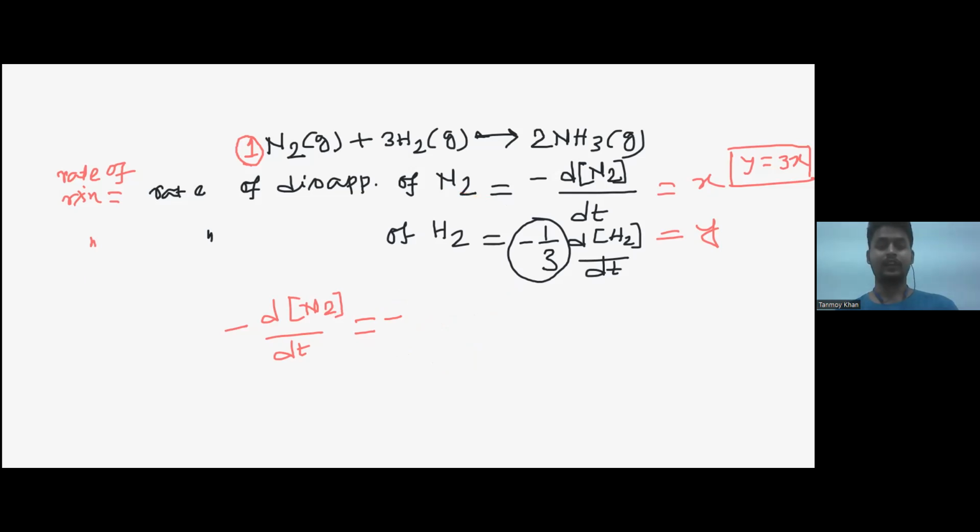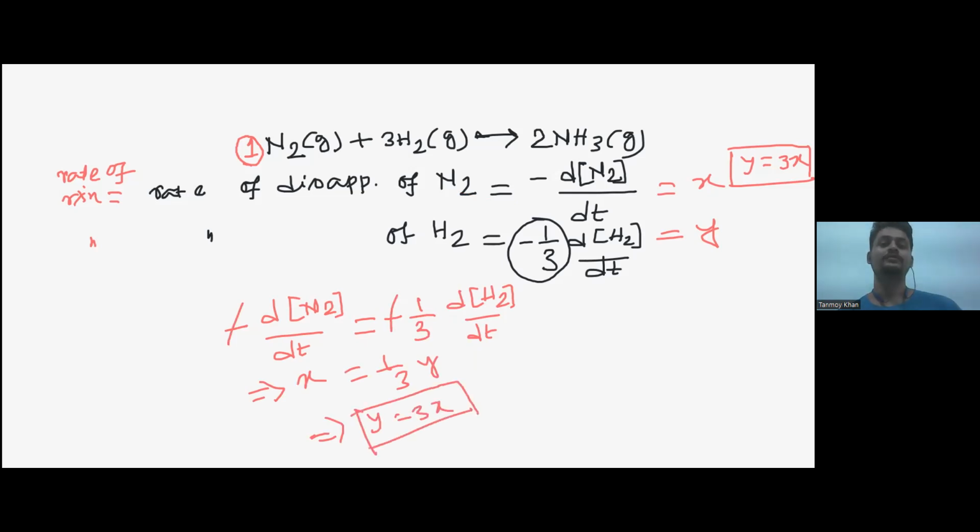So let's say this is the same reaction rate. So these two will be equal. Let's say this is X and this is Y, minus 1, minus 2. So Y is equal to 3. So the rate of disappearance of nitrogen will be 3 times that, and the rate of disappearance of hydrogen will be 3 times that.